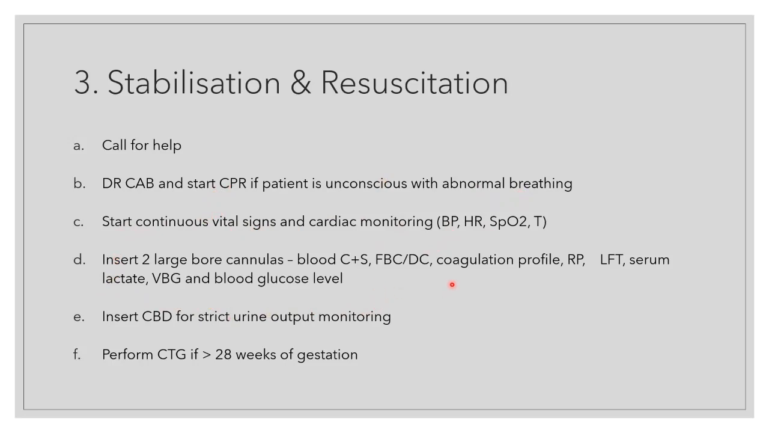You want to take blood CNS, FBC, DC, coagulation profile, renal function, LFT, serum lactate, VBG, and blood glucose level. So all this is actually investigation, and you want to assess whether there is an organ damage or not. Blood CNS and other CNS is to identify the source, and the rest is to identify which organ has been damaged.